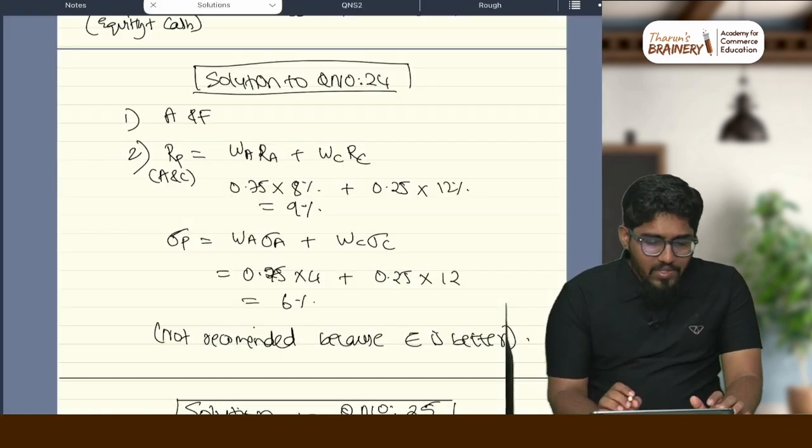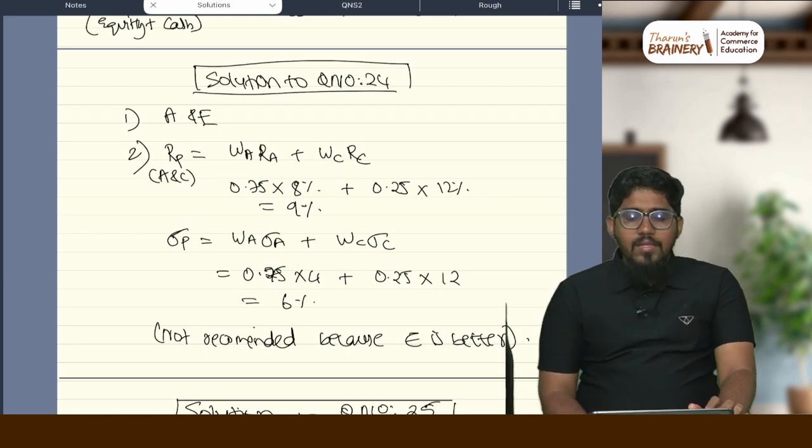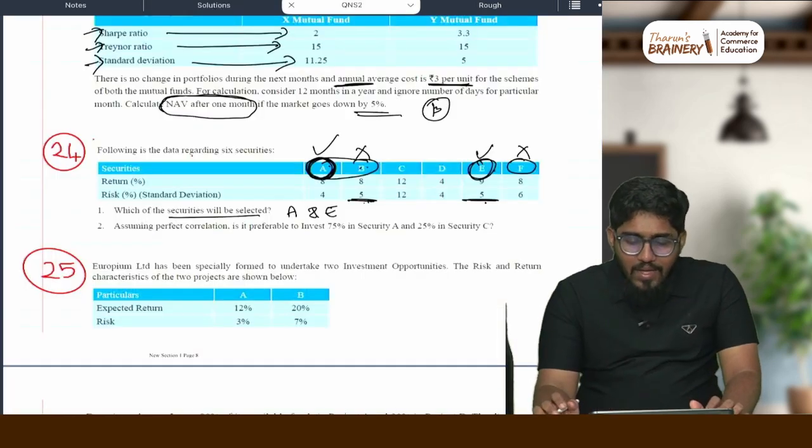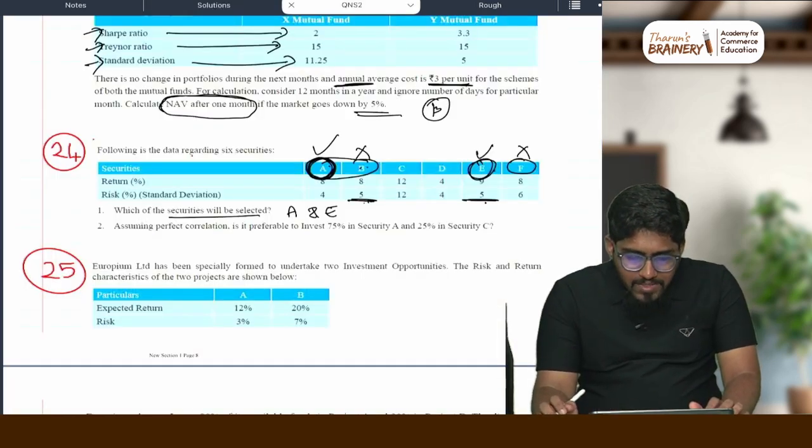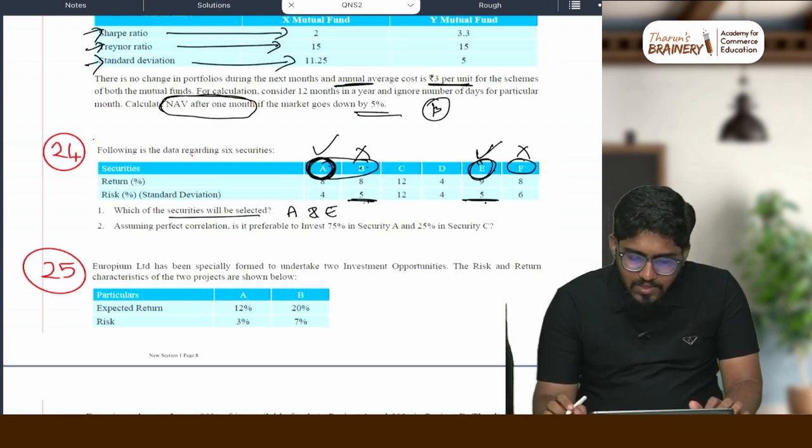I think there is some mistake. It is A and E. Okay, it is A and E. So you are going to select A and E, because same amount of risk but more return. So E you are going to select.